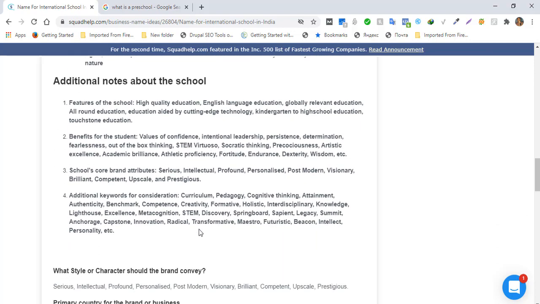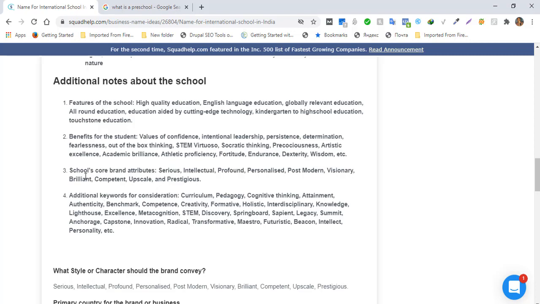Now, additional note about the school. Features of the school: high quality education, English education, globally relevant education. Now, these are features, I'm not going to dwell too much. Kindergarten to high school education. Then we have benefits to the student, values of confidence, intentional leadership, persistence, determination, fearlessness, out-of-the-box thinking, virtuoso, Socratic thinking. From precocious, we have precociousness, artistic excellence, academic brilliance. So these are just additional notes to help you with the naming contest.